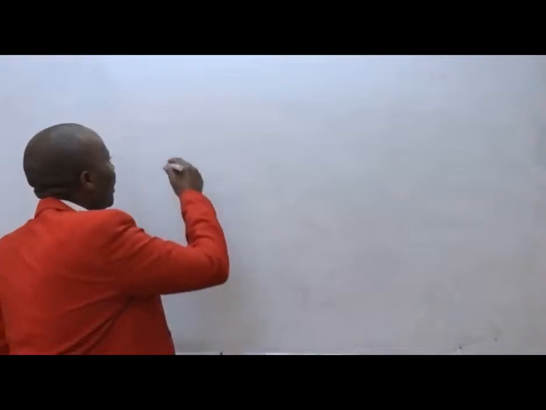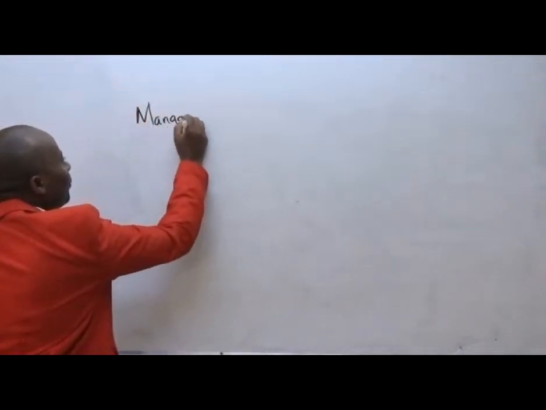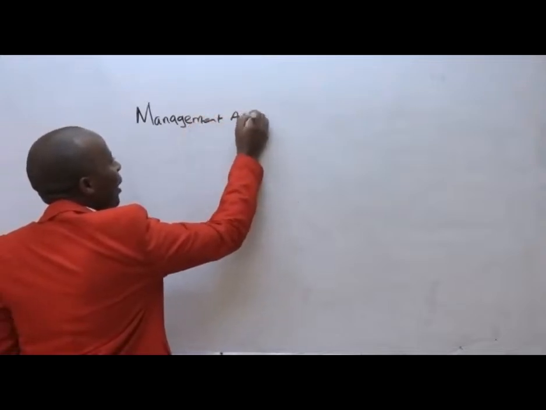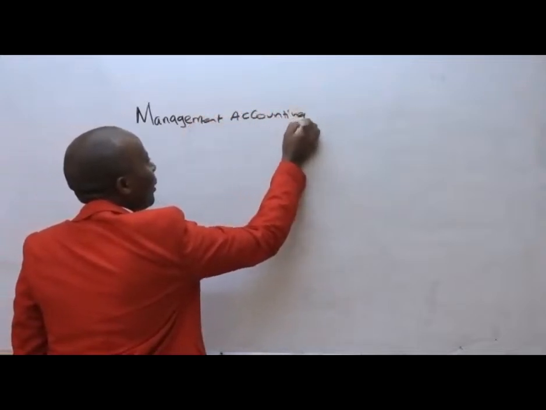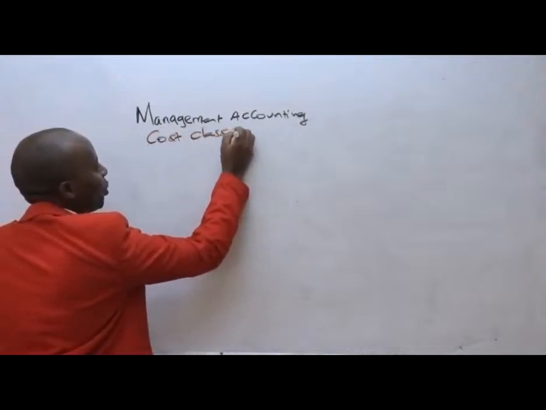Chapter number 2 of management accounting. So management accounting, chapter number 2. Management accounting, chapter 2, which is cost classification.